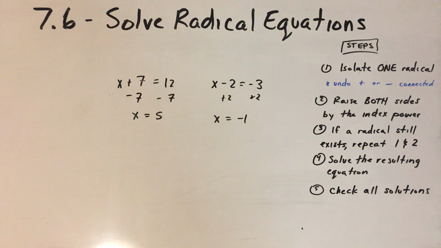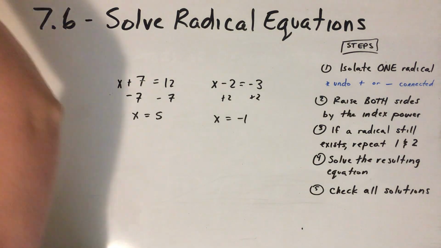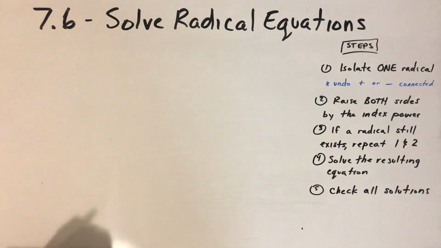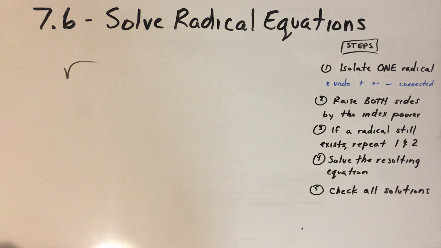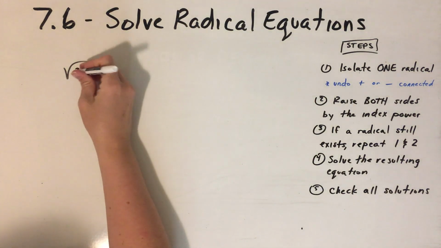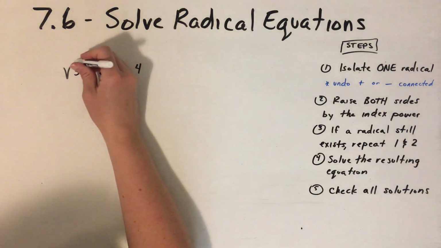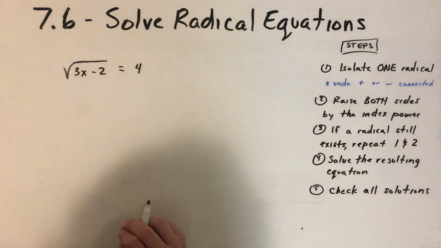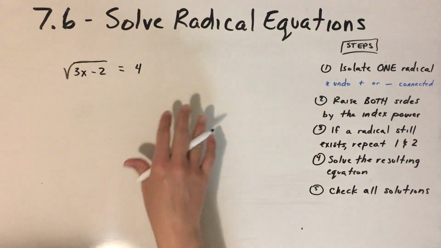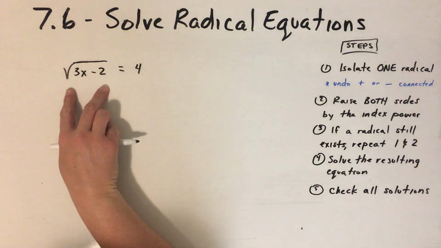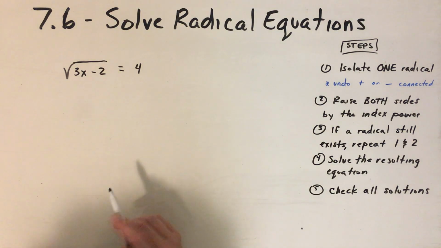This is isolating the variable, but now we're going to isolate a radical. So what do these equations look like? Well, let's start with the square root of 3x minus 2, and that's going to be equal to 4. If I want to solve this radical equation, I've written the steps out over here. I want to isolate one radical. Well, this radical is already isolated. There's nothing connected on the outside of it by addition or subtraction, so it's completely isolated.